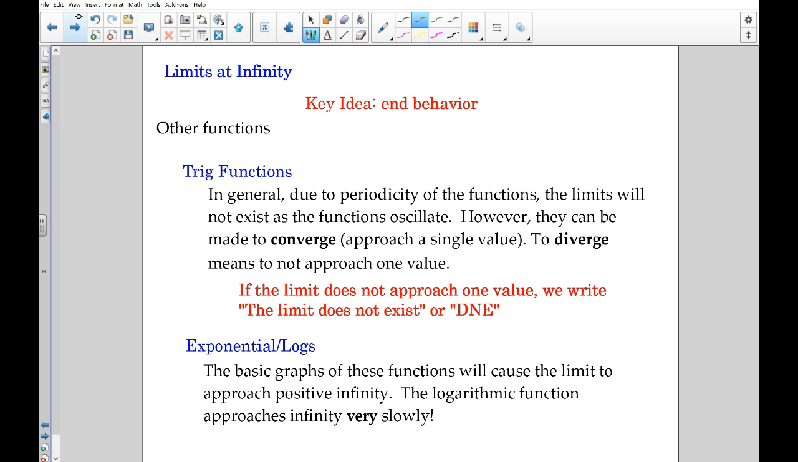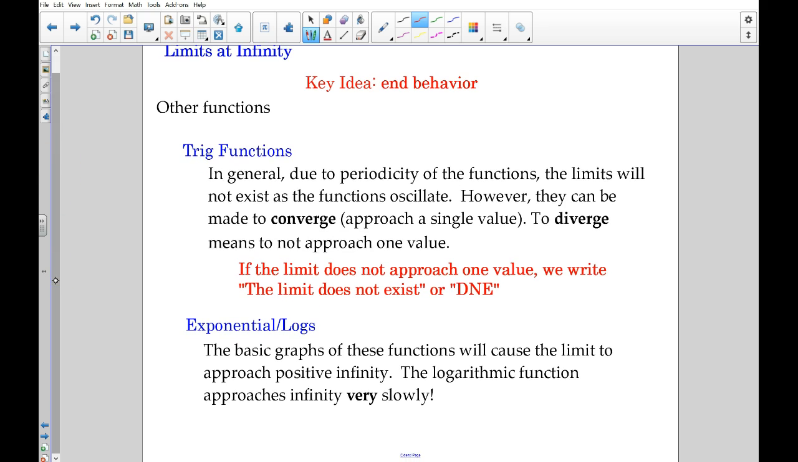Some other notes about the other types of functions we might encounter. Trig functions in general are periodic, so if we look at a limit as they go to infinity, they continue to oscillate and do not approach a single value, so we would say that the limit does not exist. There are notes about convergence and divergence here. I'll let you read that.